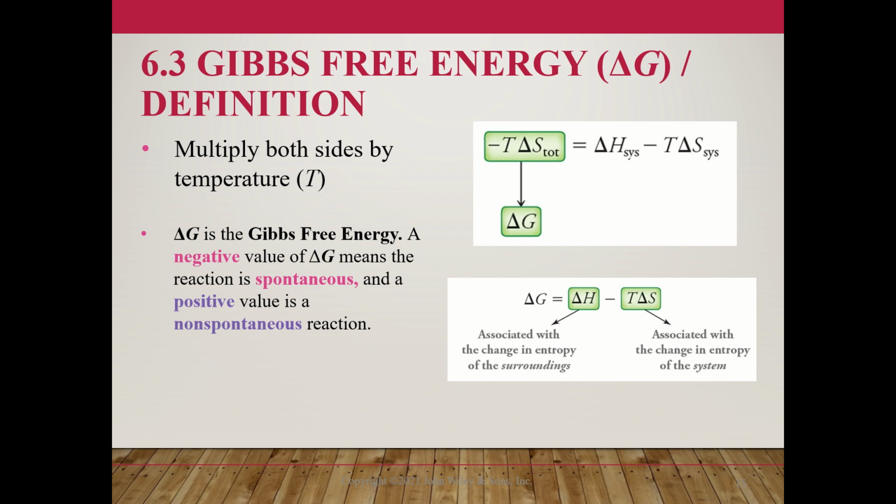Now, delta H is associated with the change in entropy of the surroundings, and the concept of T times delta S is associated with the change in entropy of the system. And free energy, this is a universal parameter that if it comes out negative, then at that temperature, that reaction is always spontaneous. Or if delta G comes out positive, then that combination of enthalpy and entropy and temperature will be a non-spontaneous reaction.